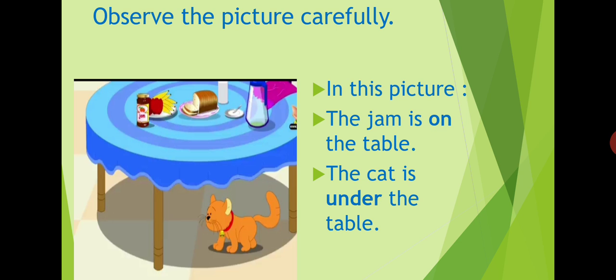And the cat is under the table. Where is the cat? The cat is under the table. So now you can learn what do you mean by on and under. I hope you understood what do you mean by on and under.